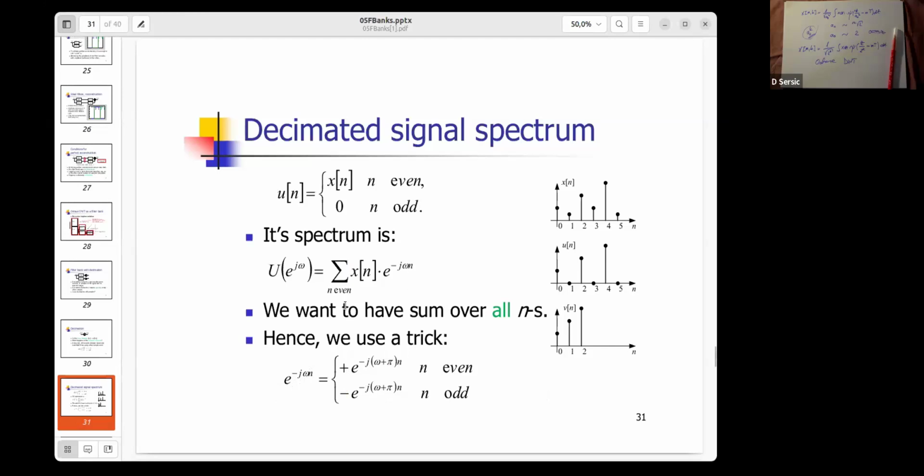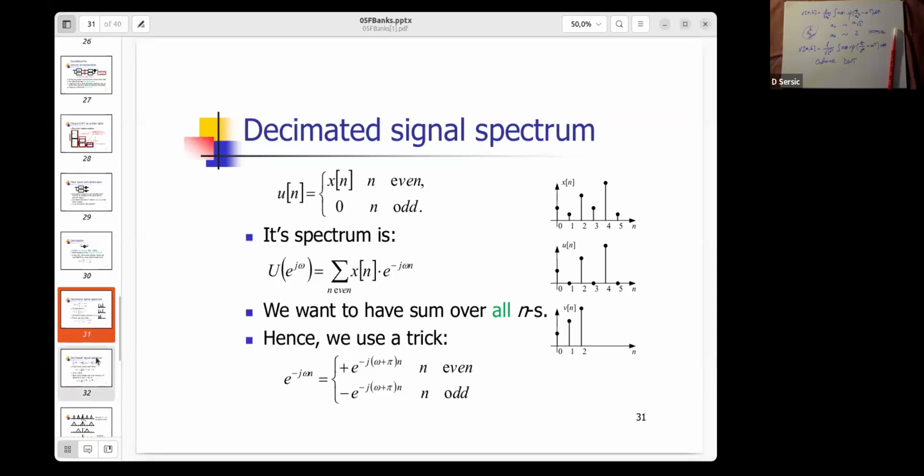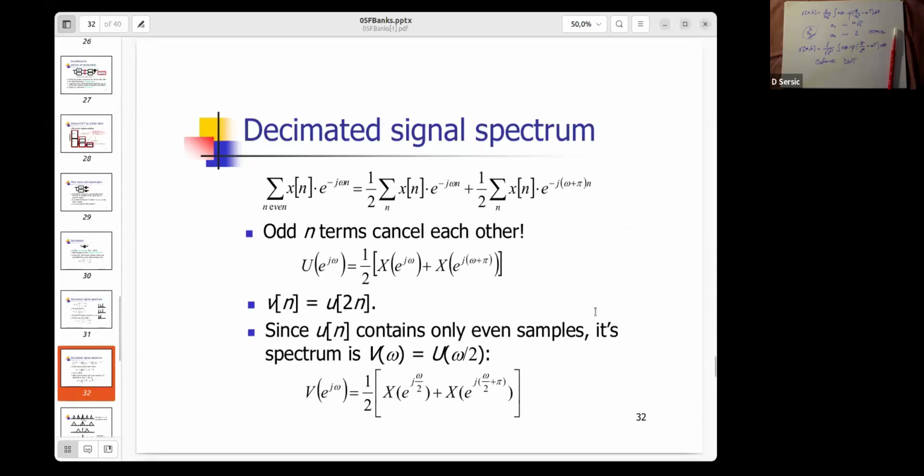So maybe I can just extend this equation. Okay, this is the idea. Instead of having such a funny sum that goes only by even samples, we are going to have two sums that go over all samples. The first one is a normal spectrum of our signal, actually. But the second one is the spectrum shifted by pi.